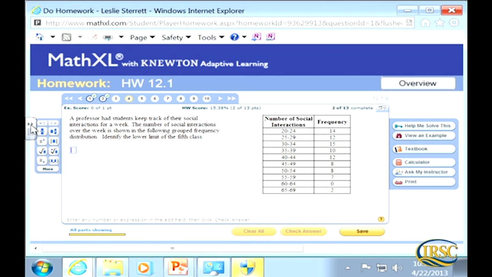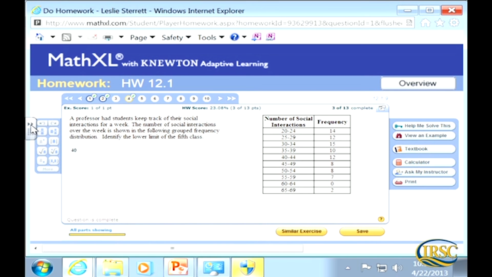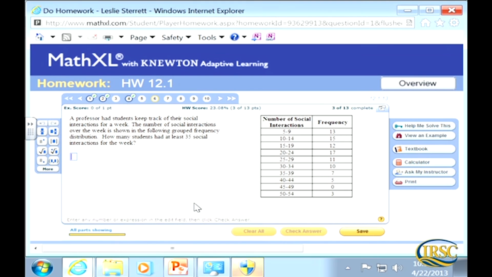Okay, hopefully some of these problems will be pretty straightforward. Fantastic. The ones that may not be as straightforward, let me see if I can find one here. Okay, again, social interactions, all the numbers changed. It says how many students had at least 35 social interactions for the week? How many students had at least 35 social interactions for the week?